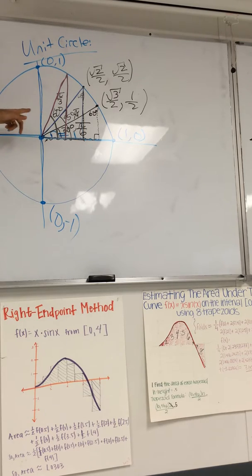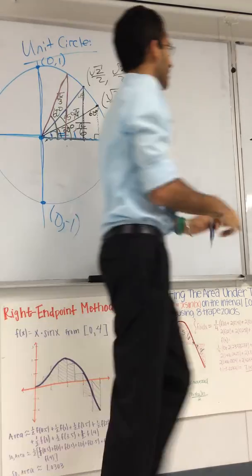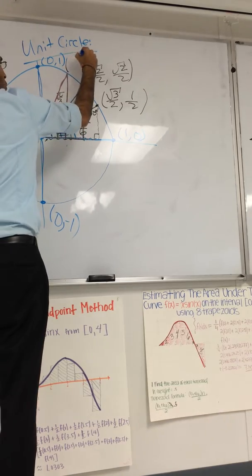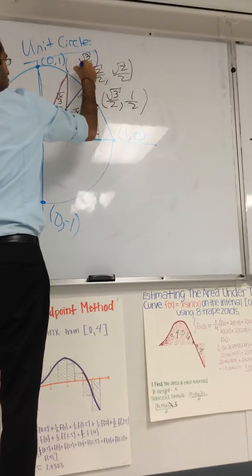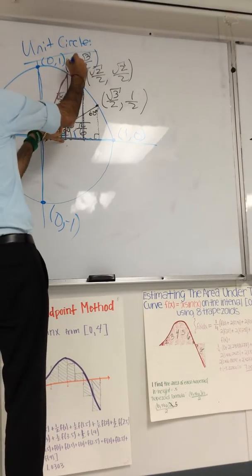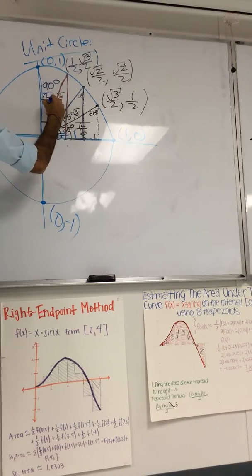So 60 degrees. For 60 degrees, the big distance is root 3 over 2. So that means the y coordinate is root 3 over 2. And this small little x distance must be 1/2. And the last angle, this whole angle right here, is 90 degrees, also known as pi over 2.